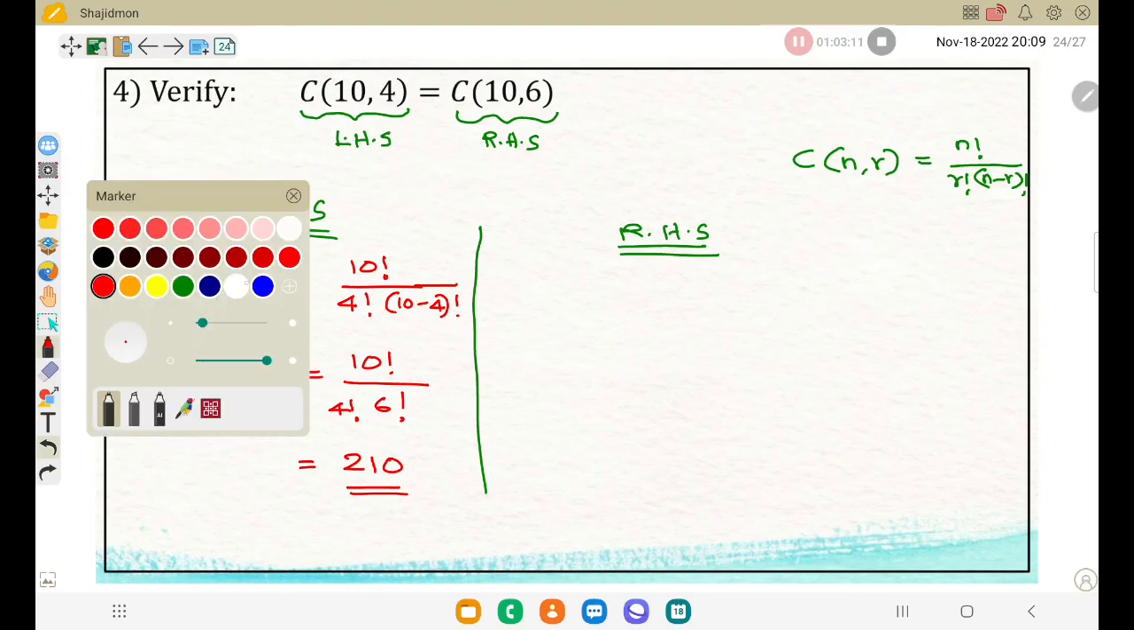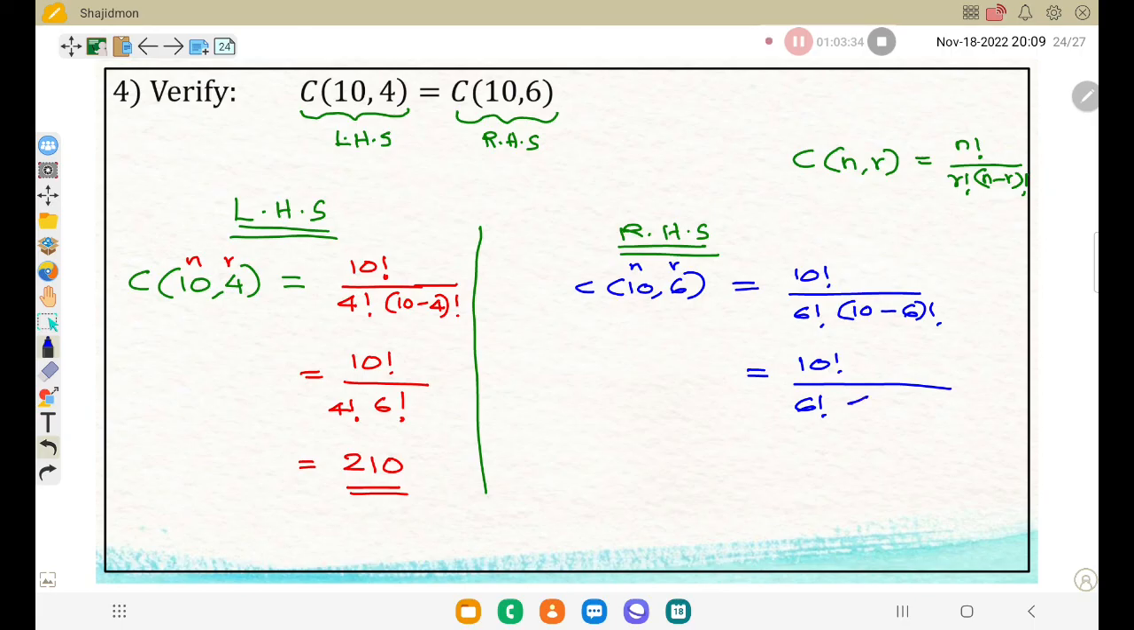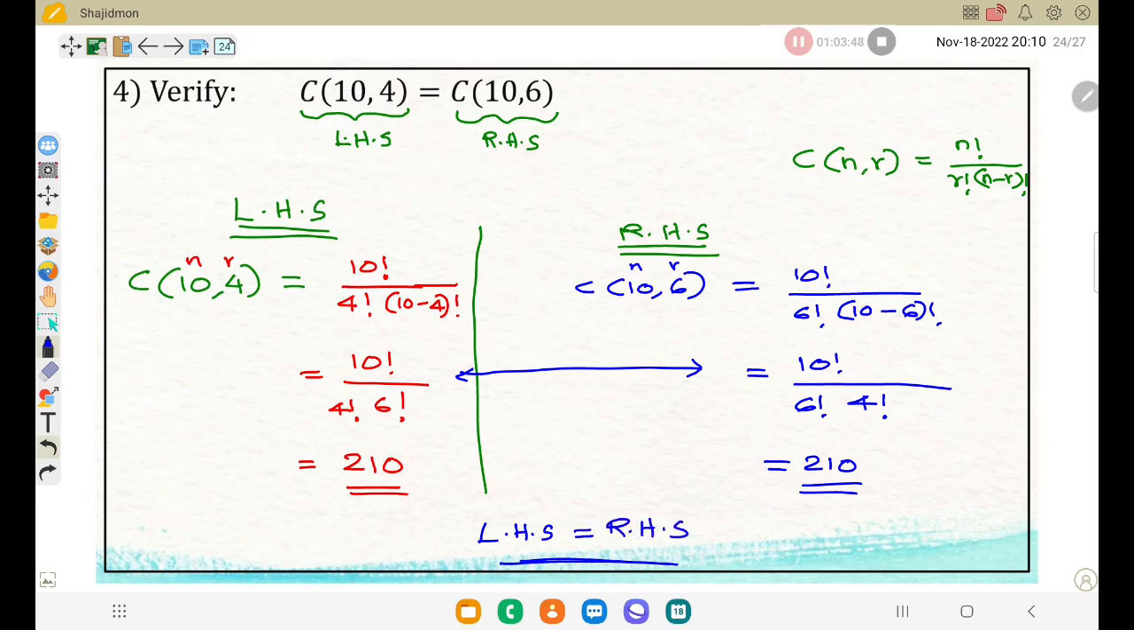Okay, now same way we can do the right hand side. Right hand side is C(10,6) equal to, here n is 10, r is 6, so 10 factorial divided by r factorial, which is 6 factorial, times (n minus r) factorial, that means (10 minus 6) factorial. So 10 factorial divided by 6 factorial multiplied by 4 factorial. See, these two are the same steps only, correct? So you will get the same answer, 210. So left hand side equal to right hand side, so that is verified, correct? So simple question, that one can practice.